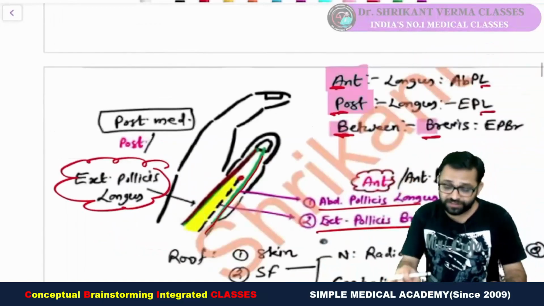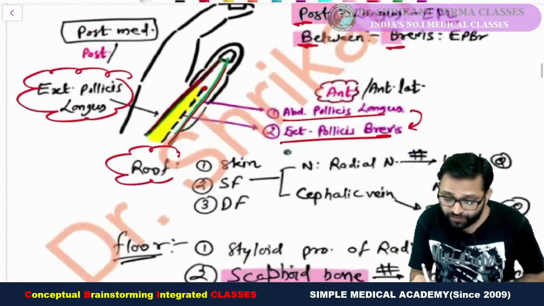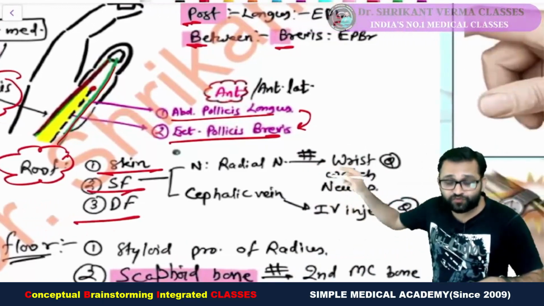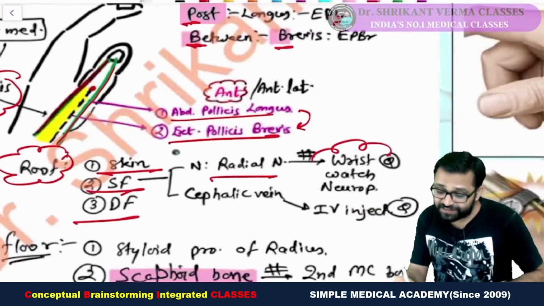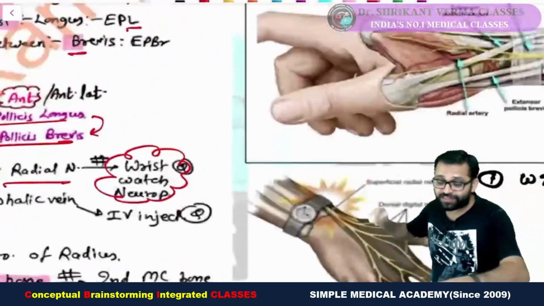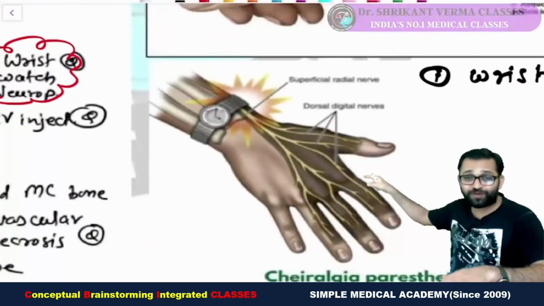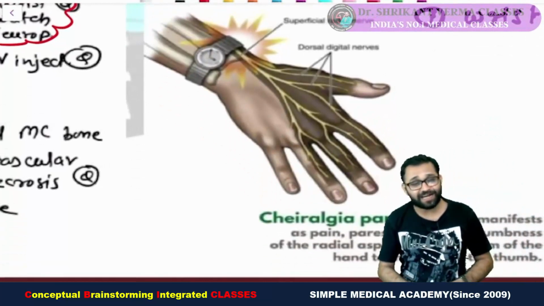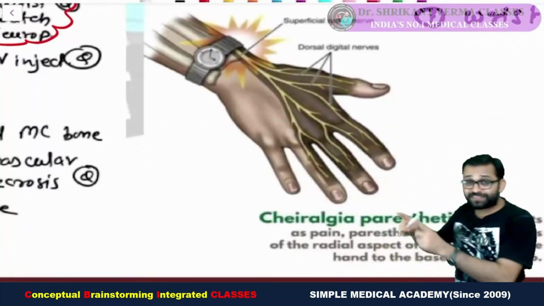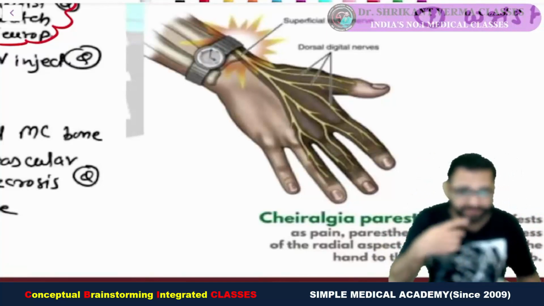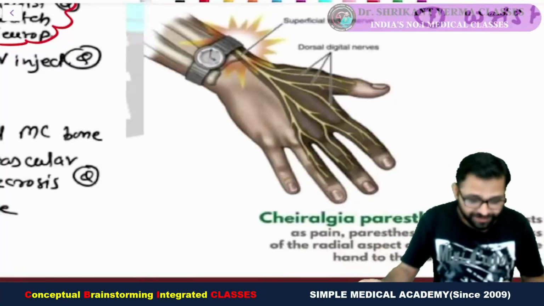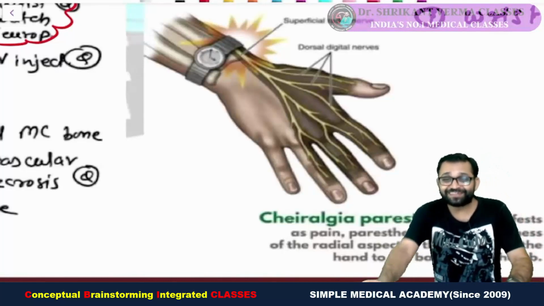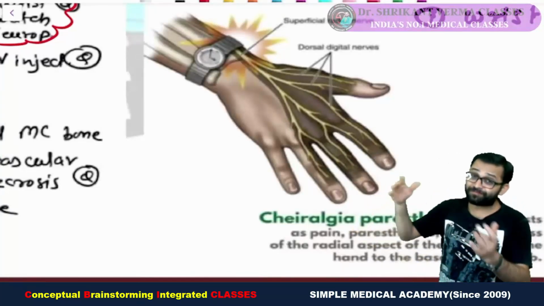Okay, so these are the boundaries. I told you the roof, always the roof is formed by the skin, superficial fascia, deep fascia. Yes, at the roof there was the radial nerve. If it is compressed due to a tight wristwatch, then it is known as tight wristwatch neuropathy. That is also known as cheiralgia paresthetica. And at the time of the class, I told you the brother of cheiralgia paresthetica, that was meralgia paresthetica. Getting the point? Okay, so you have to remember cheiralgia paresthetica and meralgia paresthetica.